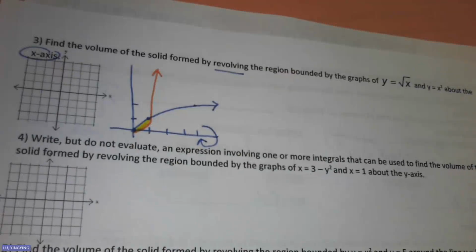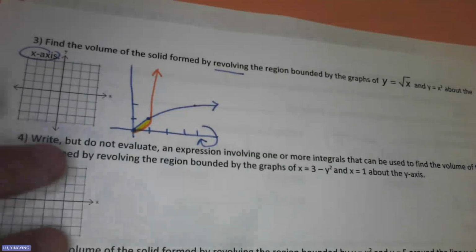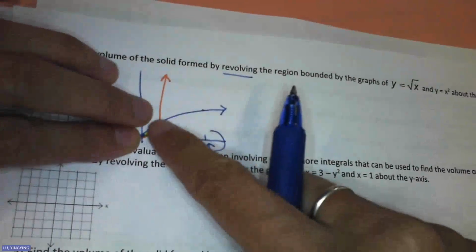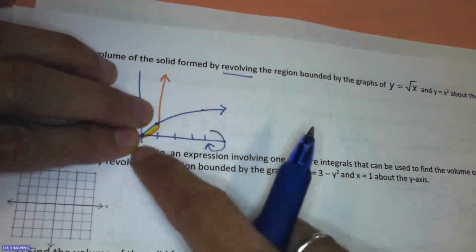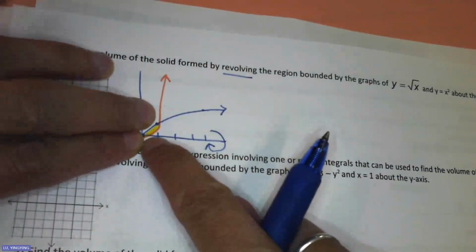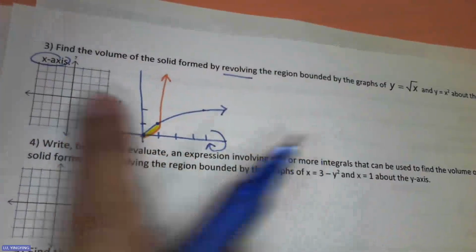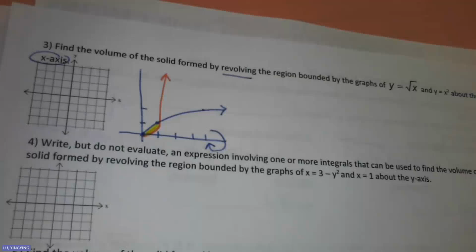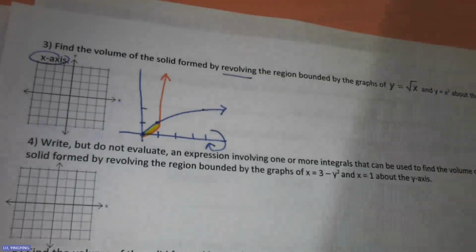Is this a disc or a washer? It is definitely a washer because there's a gap between the yellow part and the axis of revolution, right? So that is a washer. And I can even show you, I drew a 3D figure for this. I learned how to draw 3D today.